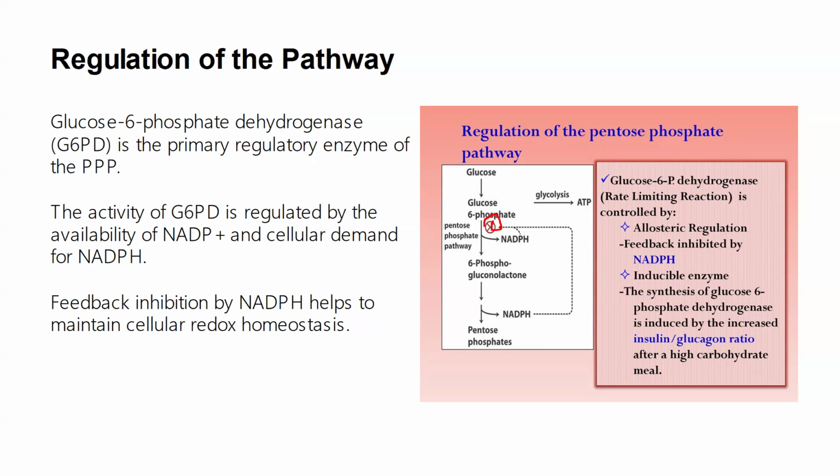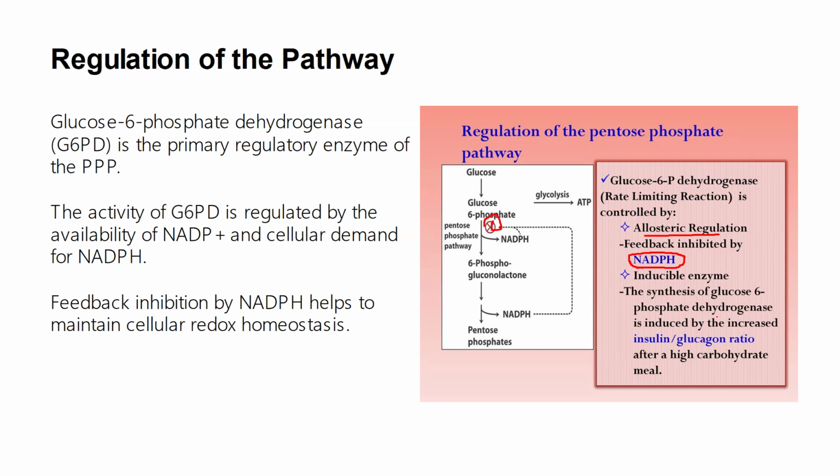So glucose 6-phosphate dehydrogenase is the rate limiting enzyme and there are two ways that you can regulate this enzyme. So you can regulate it using allosteric regulation. With allosteric regulation, you have a feedback regulation where the NADPH, which is the end product of the pathway, regulates the pathway by binding to the allosteric site of the enzyme. Then we have inducible enzymes. The synthesis of glucose 6-phosphate dehydrogenase is induced by an increased insulin to glucagon ratio after a high carbohydrate meal.